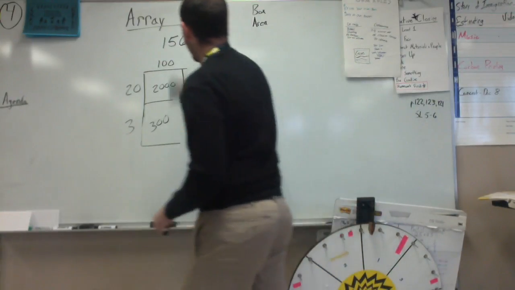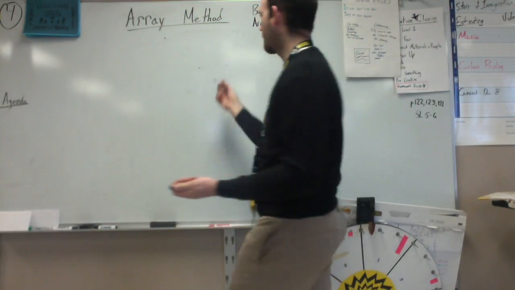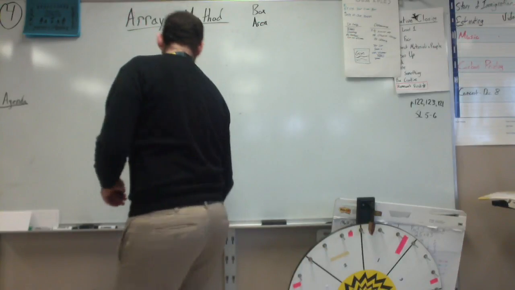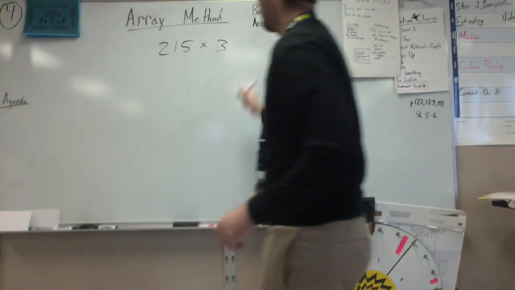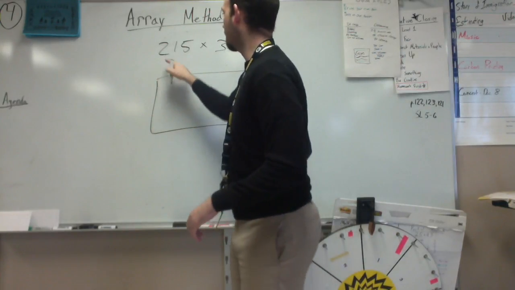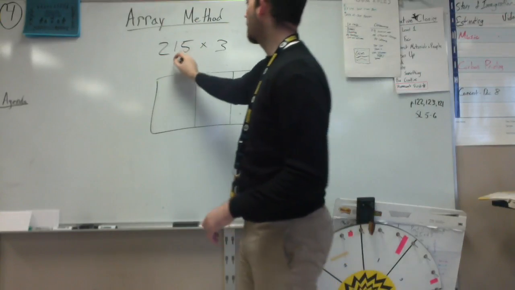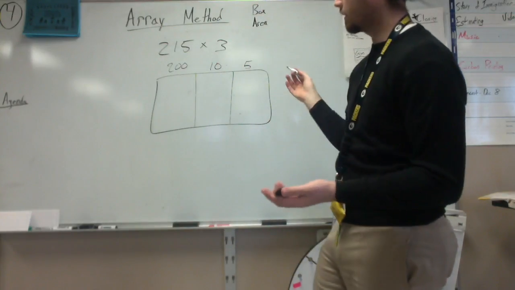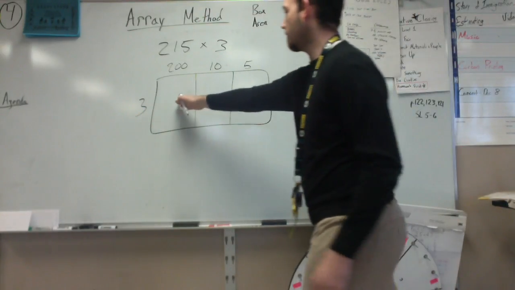I'm going to erase my box. We will also come across some problems that maybe look something like this, where you have, let's say, 215 times 3. Okay, so we draw our box, and this is how we would handle that. We have 3 digits, so make 3 sections there. 200, a 10, a 5. Then we just have a 3. So we're not going to split that up at all. We're just going to put our 3 there. So we just have 3 spots.